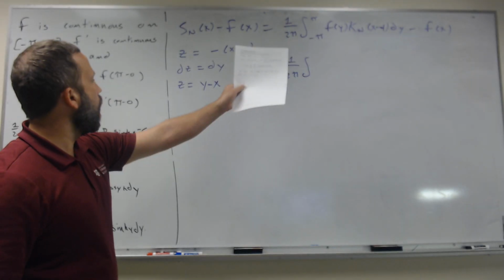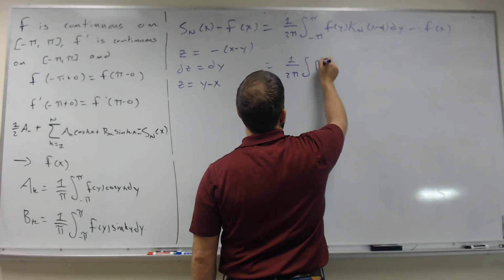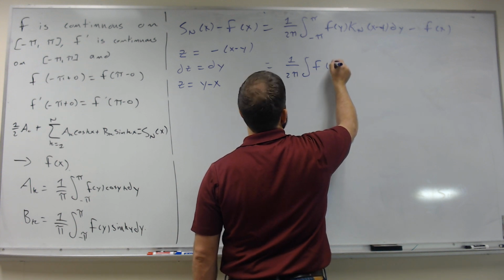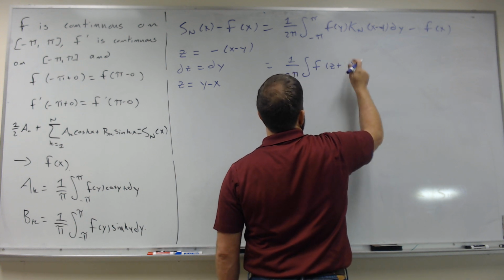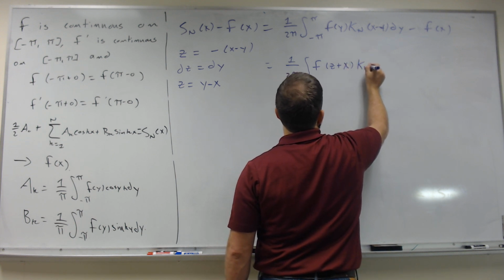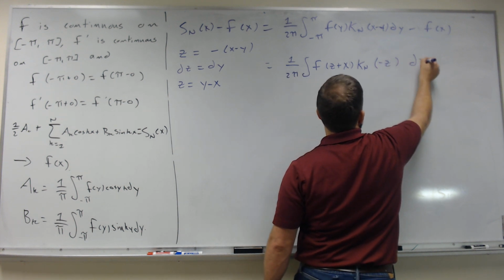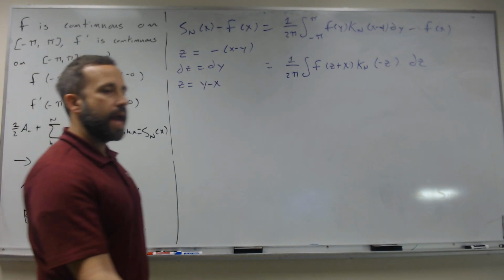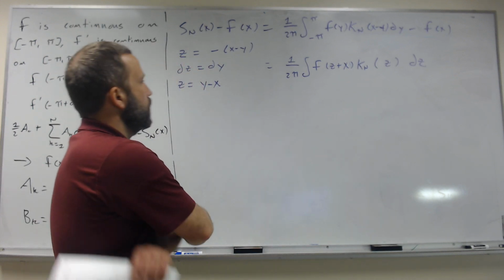And so y is equal to z plus x. So this is f of z plus x, not k. Okay, now here, I should be putting kn of minus z dz. But kn is an even function. So kn of minus z is just equal to kn of z. And so this is what we have.